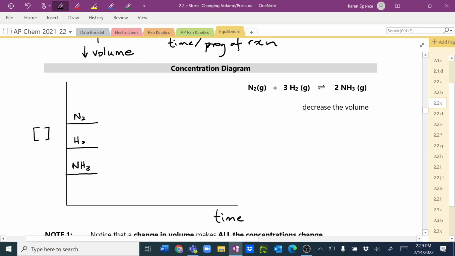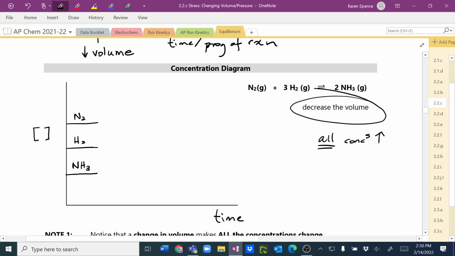Remember, my initial concentrations are set arbitrarily, okay? I'm just picking where I put them. And now we're going to decrease the volume. What happens to all the concentrations? All the concentrations increase. All concentrations increase.